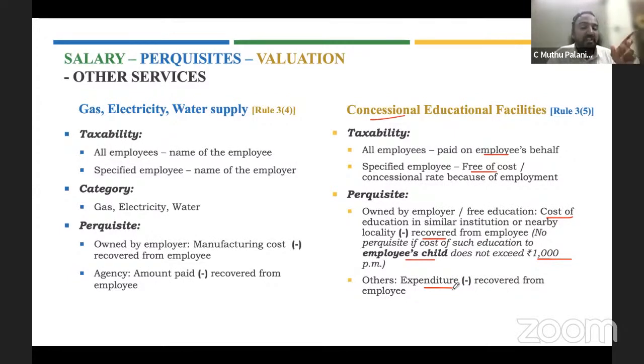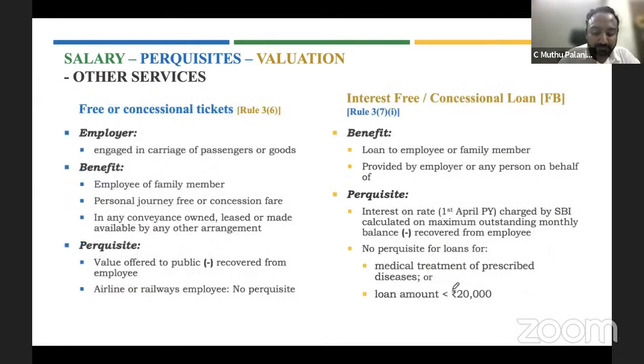Children education allowance, hostel allowance, all that is per month 100, 300. But it is not like that here. It is giving free education or giving education in the employer's school itself. So in that case, what happens? Cost of education minus recovered up to 1,000, it is not there. When you say cost of education in the nearby locality. In any other case, whatever is actual expenditure minus recovered from employee.